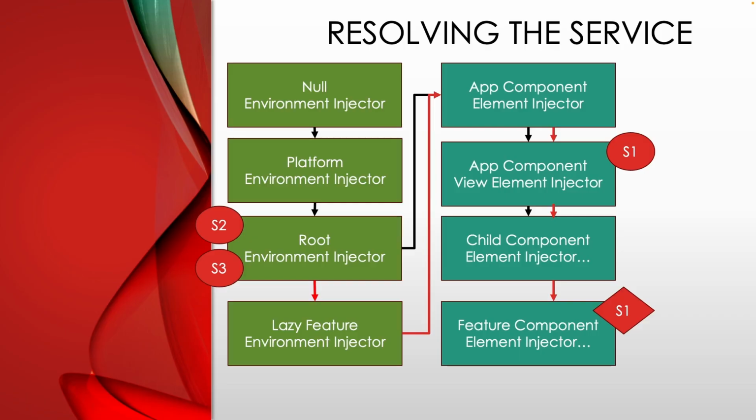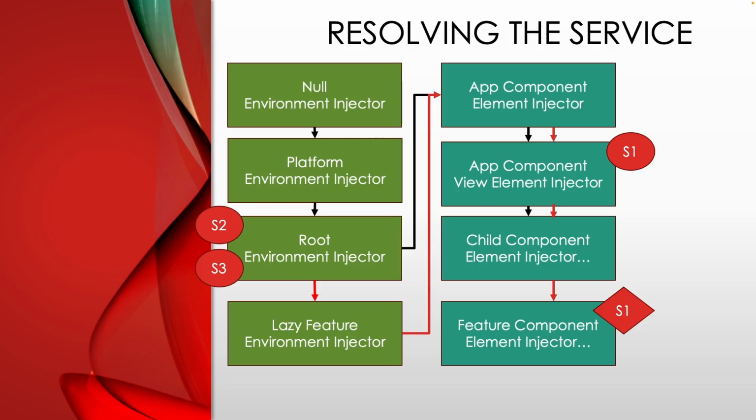Step 4. To resolve Service 2, Angular starts from the app component view injector and walks up the tree until it finds Service 2, in our case at the root level. Step 5. Angular repeats this for Service 3. It will also start from the app component view injector and walk up the tree. Once all dependencies are resolved, Angular creates Service 1, stores it in the injector, and returns it to the feature component. Why is this important?